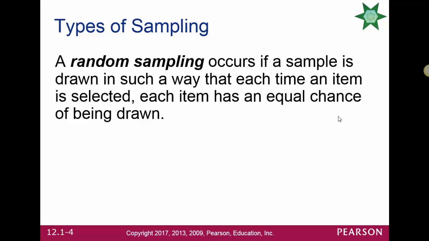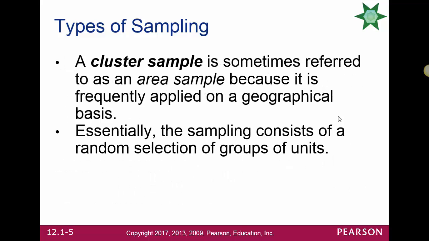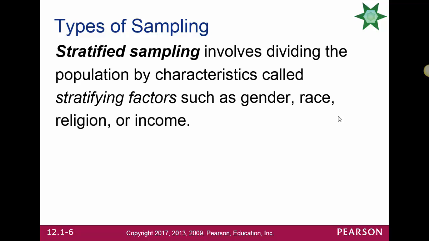A random sample occurs if the sample is drawn in such a way that each time an item is selected, every item or every sample has an equal chance of being drawn. When a sample is obtained by selecting a random starting point and then selecting every nth item, it's called a systematic sample. A cluster sample is sometimes referred to as an area or geographic sample, and essentially the sampling consists of a random selection of groups of units, and it's thought that each cluster or group is similar to the whole population.